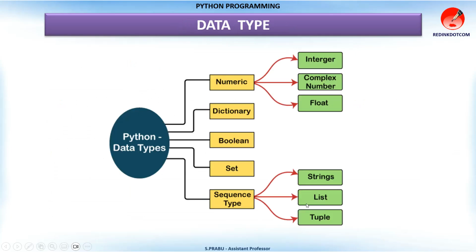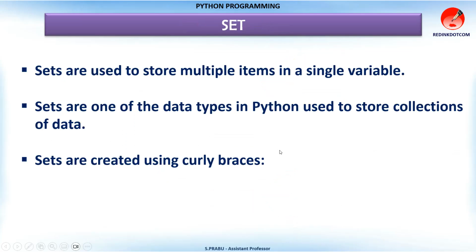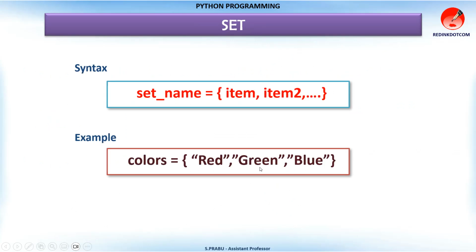So up to this point we discussed the sequence types called list and tuples. Let's discuss the next collection types, called set and dictionary. Like list and tuple, a set also stores multiple data items in a single variable. It can also store different data types and it is created using curly braces. This is the syntax for creating a set.